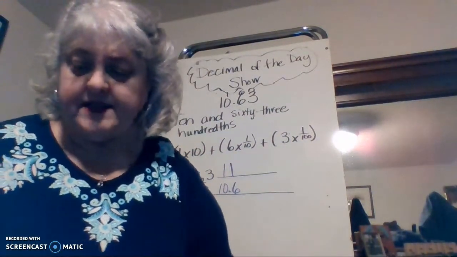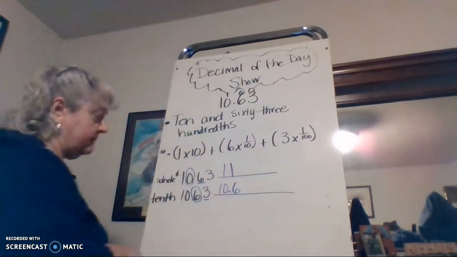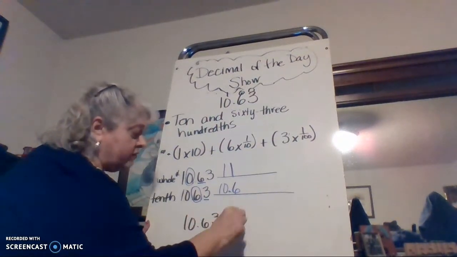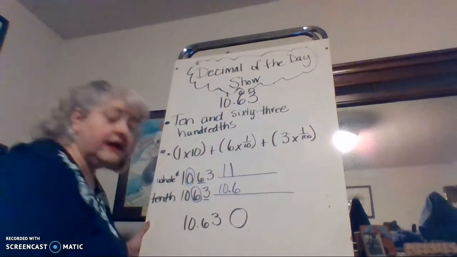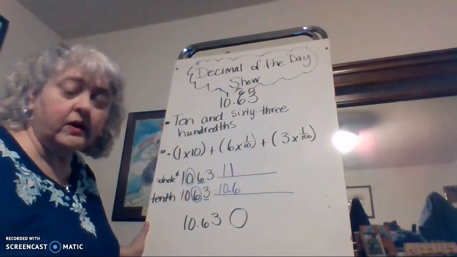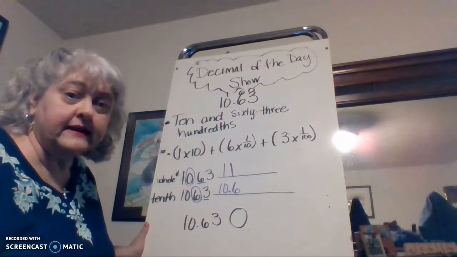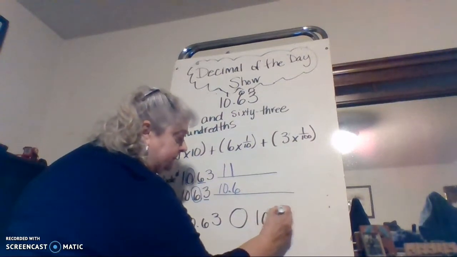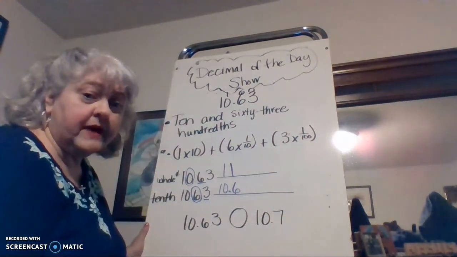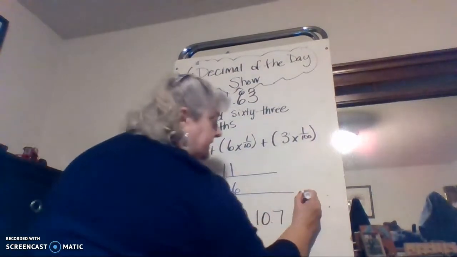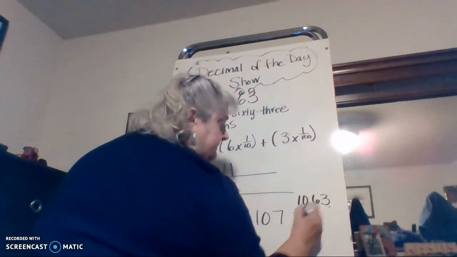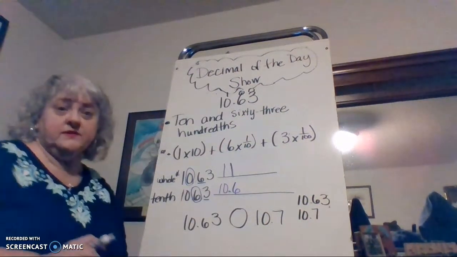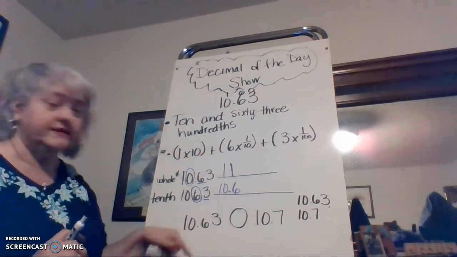So the last thing that we're going to do today is compare this number. I want you to write 10 and 63/100ths on your paper. Then put a circle. That's where our inequality symbol is going to go. Inequality symbols are greater than, less than, or equal to. And then you're going to put 10.7. The way I've taught you to compare is to write the numbers vertically, like this. So I'm going to stop right there, ask you to pause, and I want you to compare these 2 decimal numbers.